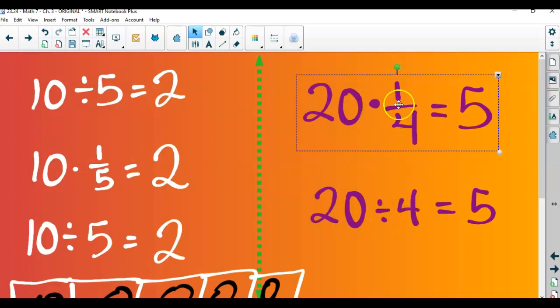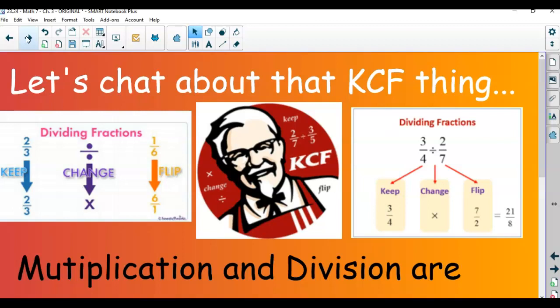Like, you can always keep, change, flip, if we're flipping division to multiplication or multiplication to division. And guys, keep, change, flip actually kind of works with subtraction and addition also. But instead of flip, you make it the opposite. So it's keep, change, opposite, really.